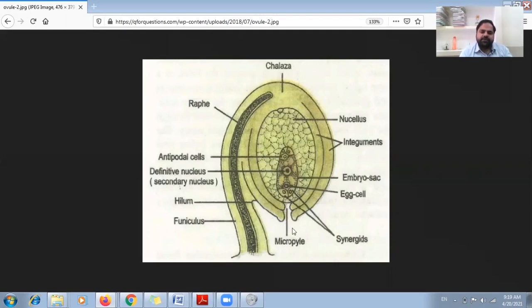So we can see here this is a small opening. This small opening will be called a micropyle. Now we can see here that this is the micropyle, and opposite to this micropyle there is a structure which is called the chalaza. Means the chalaza is the structure which is present opposite to the micropyle.